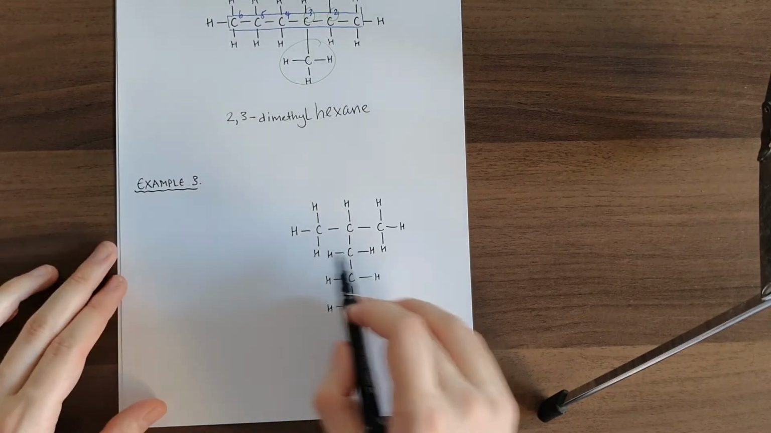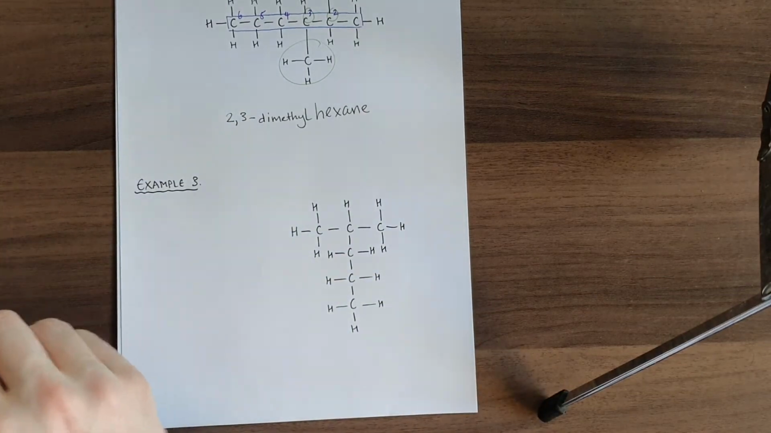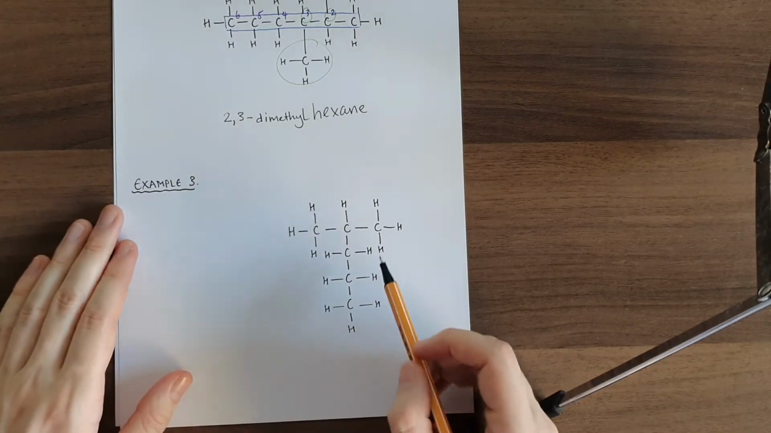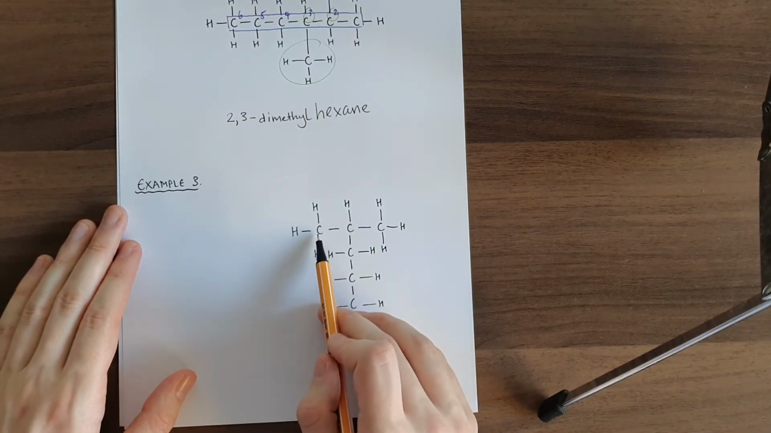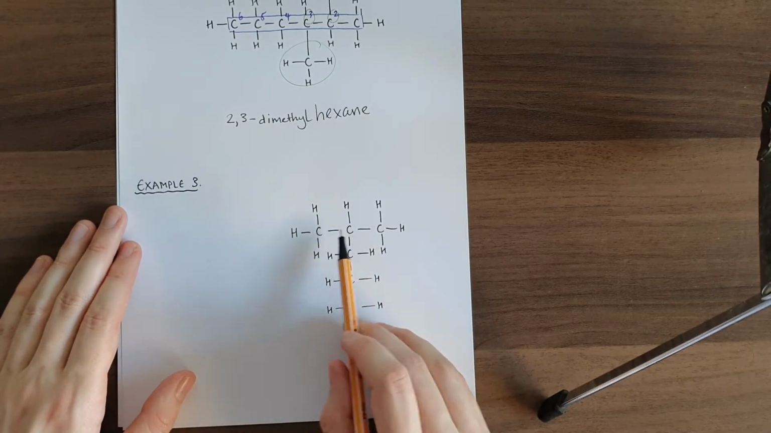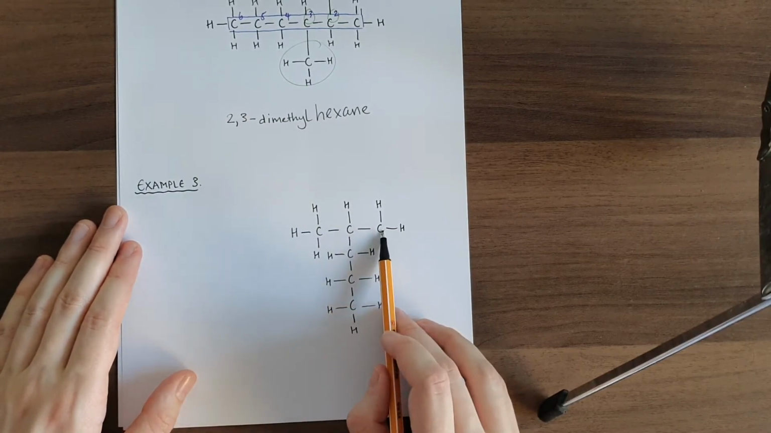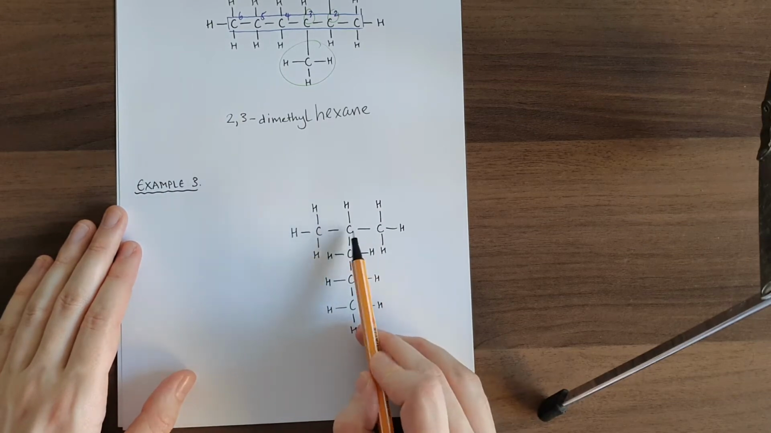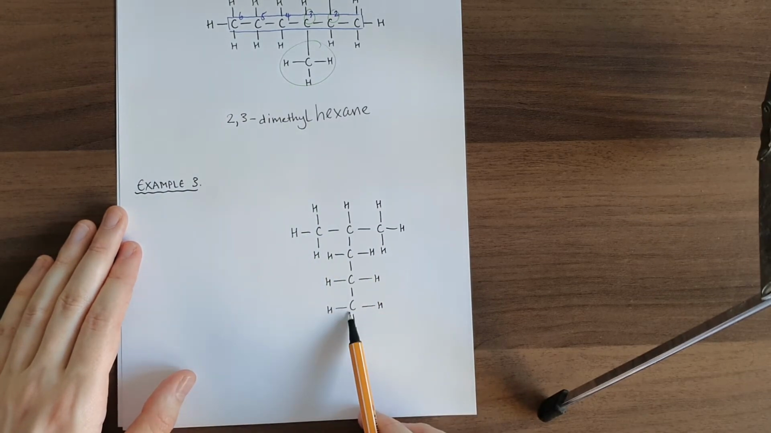But anyway, let's get back to the naming. So we have our longest chain. Let's see if we can identify that. We could use our tried and trusted method of going across the way, and we could have 1, 2, 3. That's not really looking like the best option though. Or we could go from top to bottom, 1, 2, 3, 4.